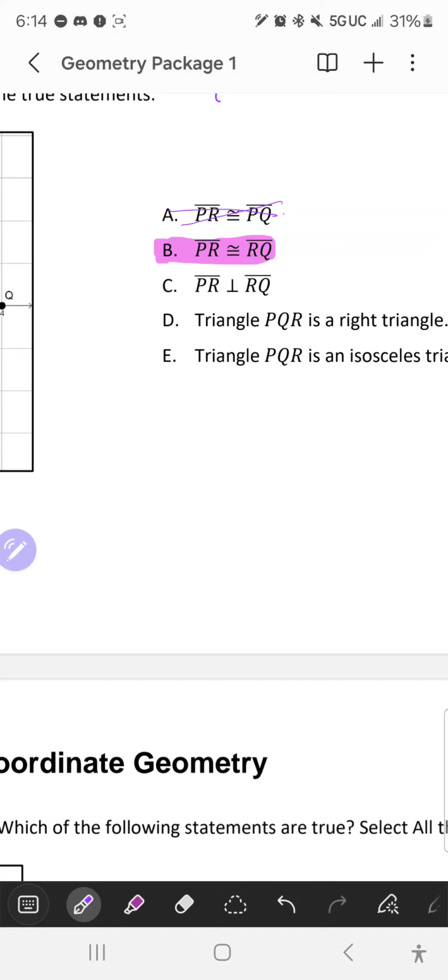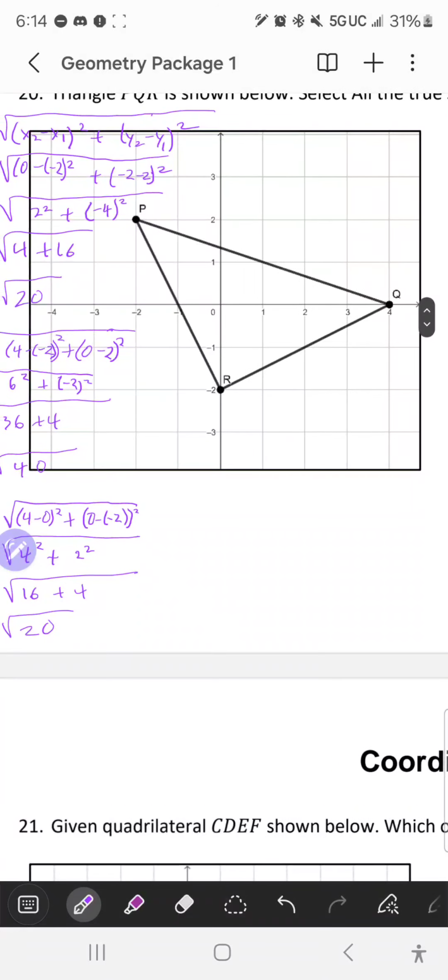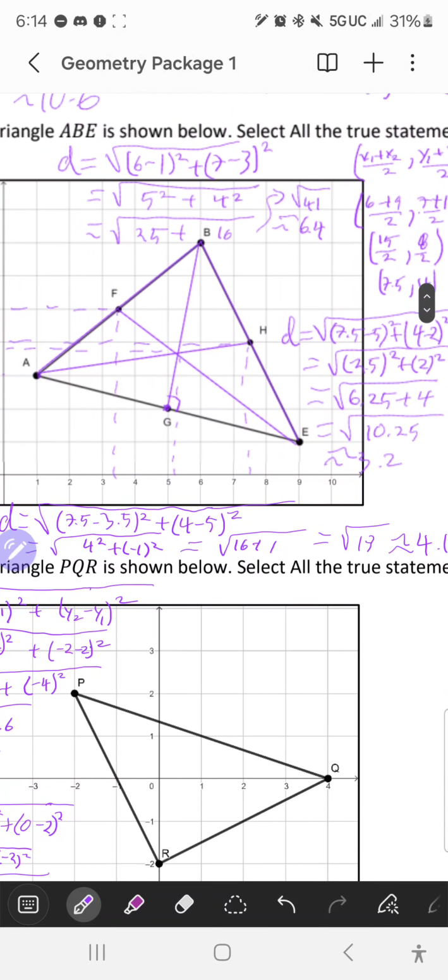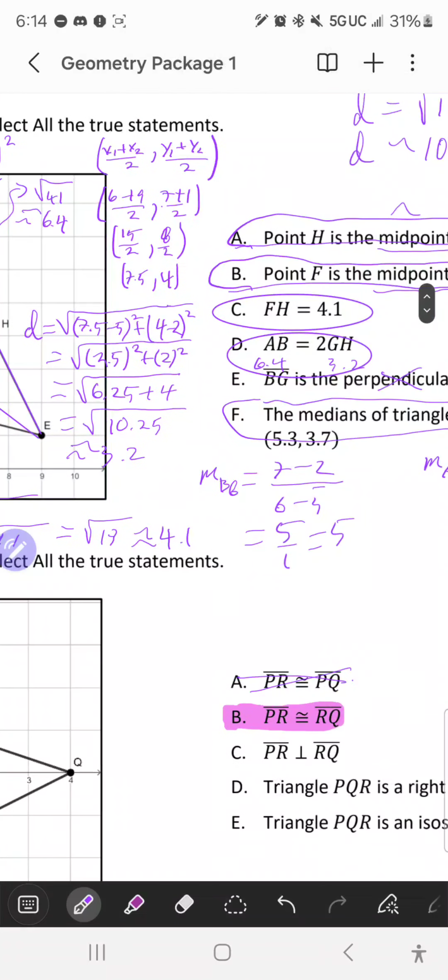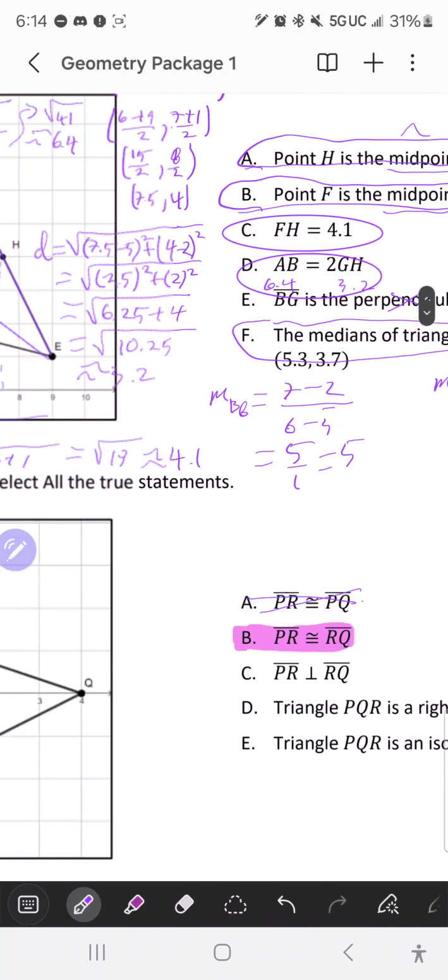Now, PR is perpendicular to RQ. As I explained here, if I'm not mistaken. Yeah, I did it.